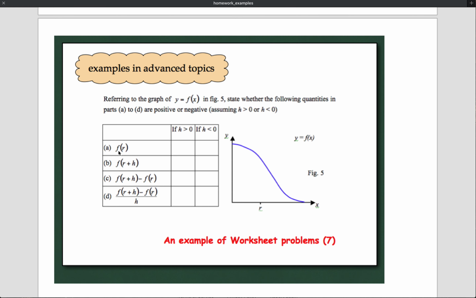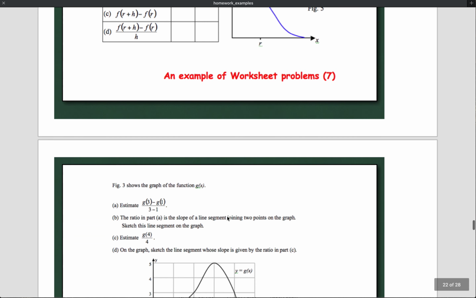So is f of r positive or negative? Is this one positive or negative? It depends on h, the sign of h, so they can try to put it down, and then you can see how far they understand the meaning of these expressions.